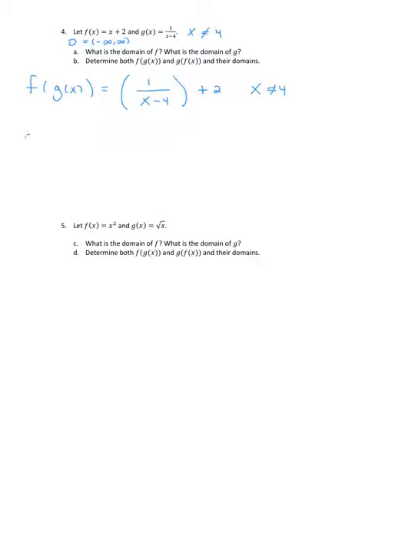Let's compare this to g of f of x. Okay, so this means in place of this x, I'm going to substitute the function x plus 2. So that is 1 over x plus 2 minus 4. I think this is actually worth simplifying just a little bit. You don't need these parentheses. It's really just 2 minus 4. And this equation is 1 over x minus 2.